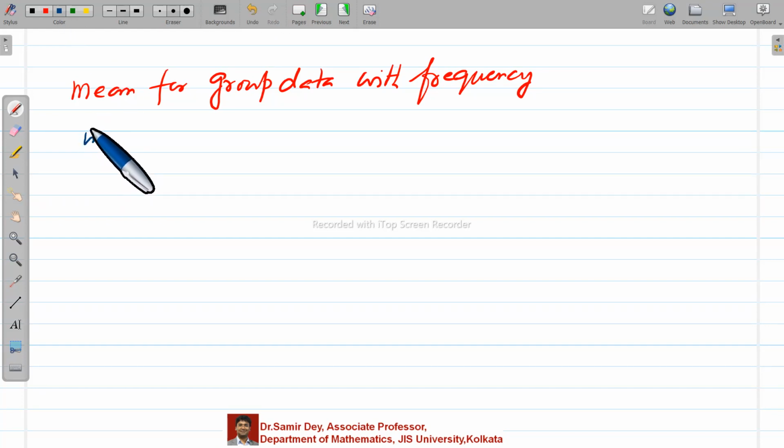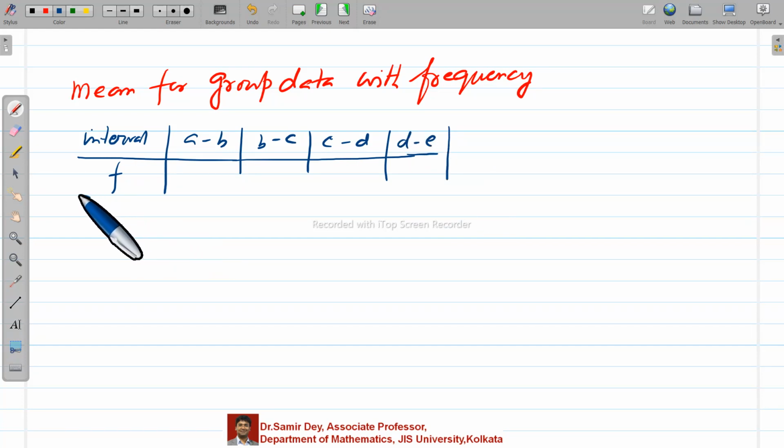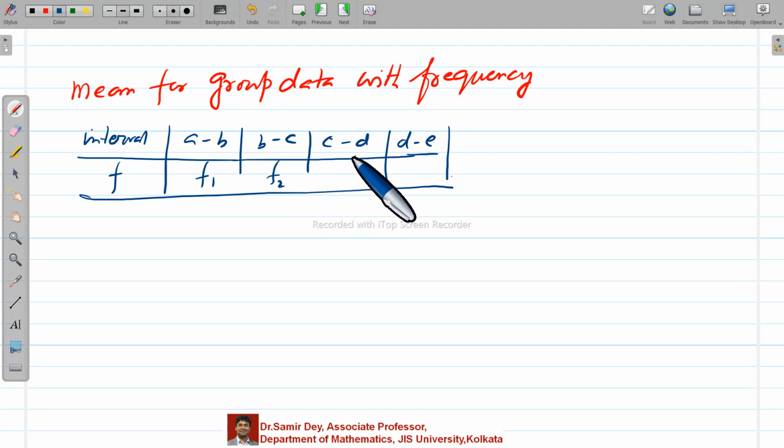If I have intervals and the corresponding frequencies. Here you have a to b, b to c, c to d and d to e. Suppose you have f1, f2, f3 and f4.